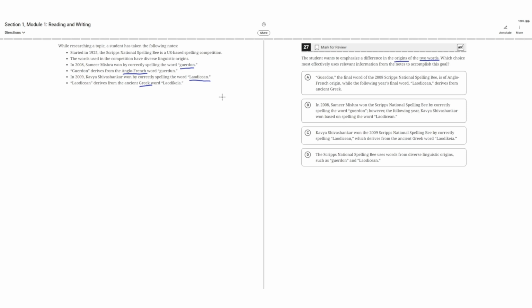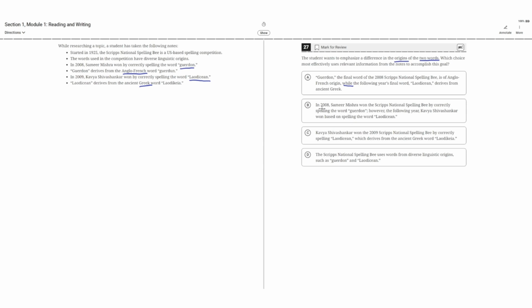has a Greek origin. So answer choice A says that guerdon, the final word of the 2008 Scripps National Spelling Bee, is of Anglo-French origin, while the following year's final word, Laodicean, derives from ancient Greek. So this answer choice seems good because it mentions that the word guerdon has an Anglo-French origin, while the following year's word has Greek origin. And the word "while" here emphasizes that one has an origin that is Anglo-French and the other word has an origin that is Greek. So it's clearly contrasting between the two different origins of the two different words.